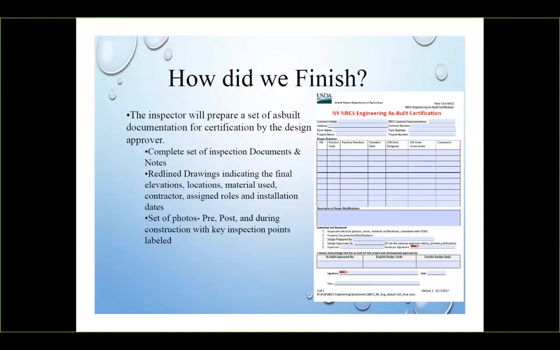With an as-built comes red line drawings. The only time you should see red on a drawing is if it indicates the as-built condition. And that would be when the individual can take a pen, a pencil, or something and mark those drawings with that as-built condition. It does not have to be done in CAD or on a computer, and you can make your as-built as you go as the inspector. You will also provide photos of pre, post, and during construction with those key inspection points labeled, and that's something that your design certifier will be looking for to process that final certification.